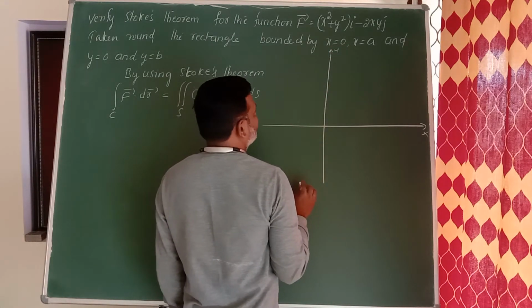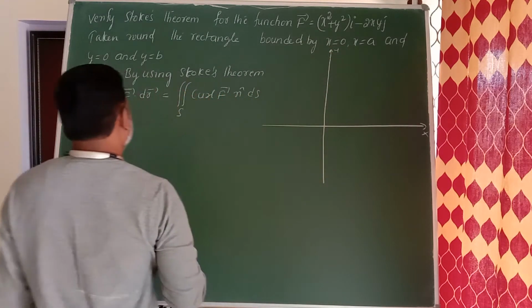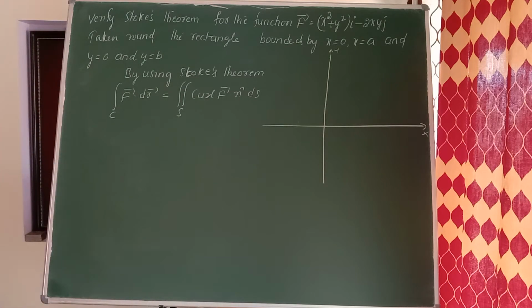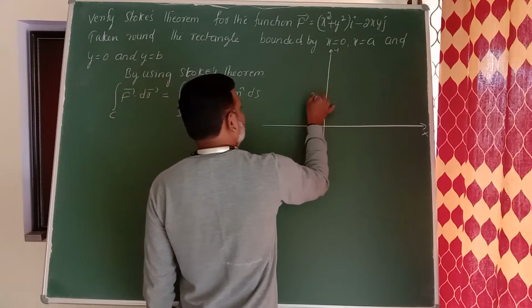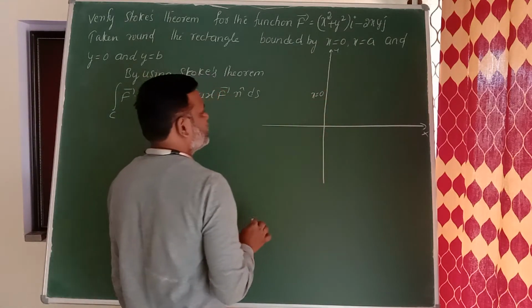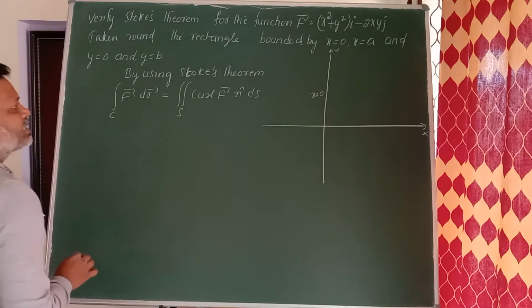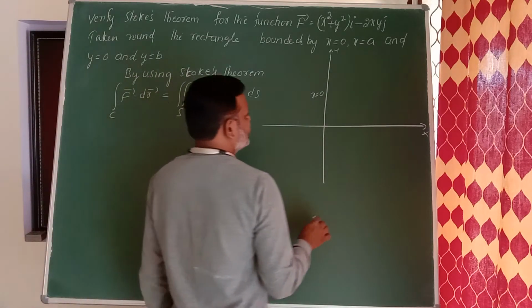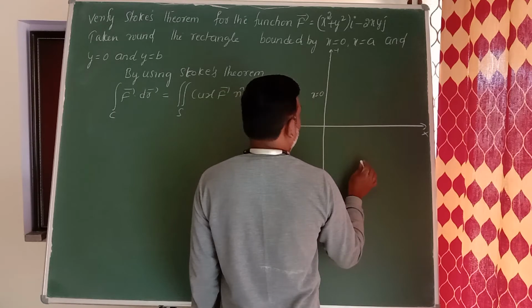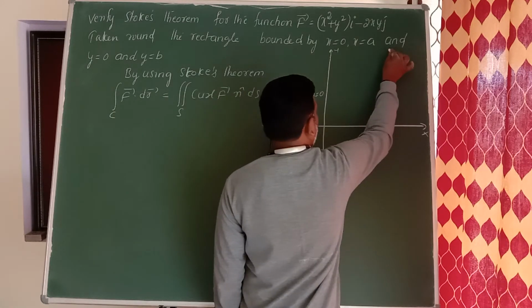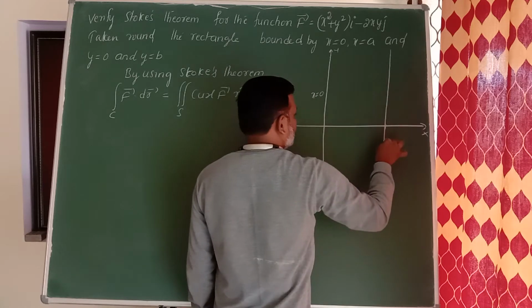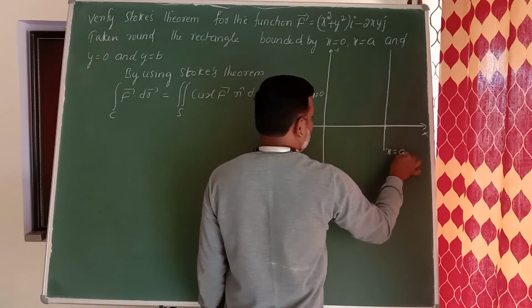We have to write x is equal to 0, x is equal to a, and y is equal to 0 and y is equal to b. What happens here? Here, x is equal to 0 is nothing but the y-axis. x is equal to a is nothing but a line parallel to the y-axis. So this is some a, and this is a line where we get x is equal to a, right?